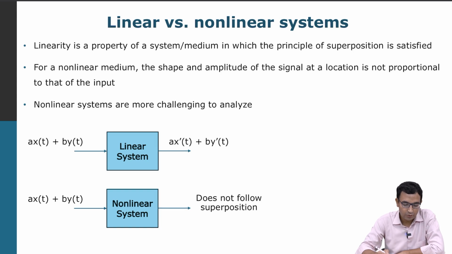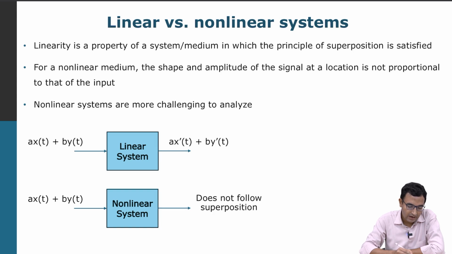So linearity is a property of a system or a medium in which waves are propagating, for example, in which the principle of superposition is satisfied. For a nonlinear medium, the shape and amplitude of a signal at a location is not proportional to that at the input. So here is a schematic of a linear system.